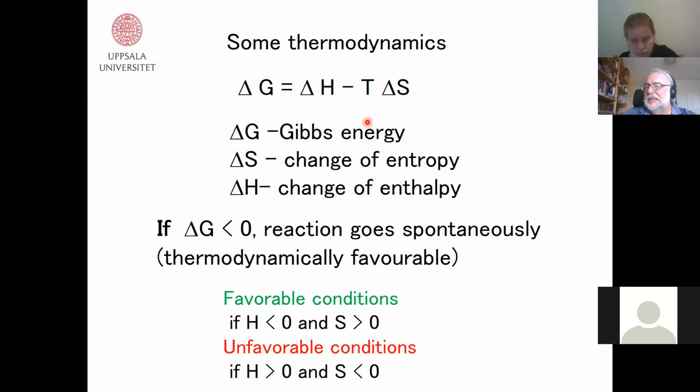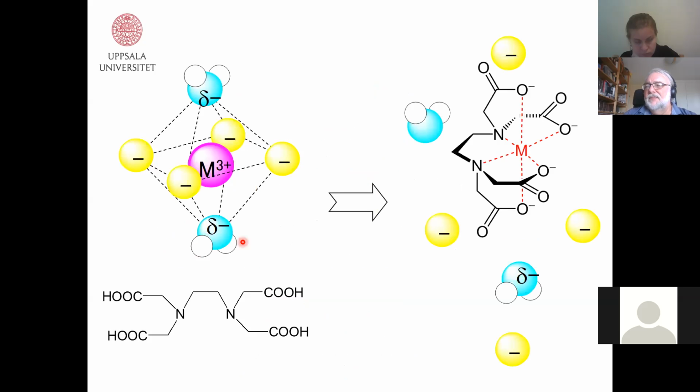So overall, the reaction happens if the system reduces the energy and increases disorder. So let's see what happens if we substitute multiple monodentate ligands in the coordination sphere of the metal.